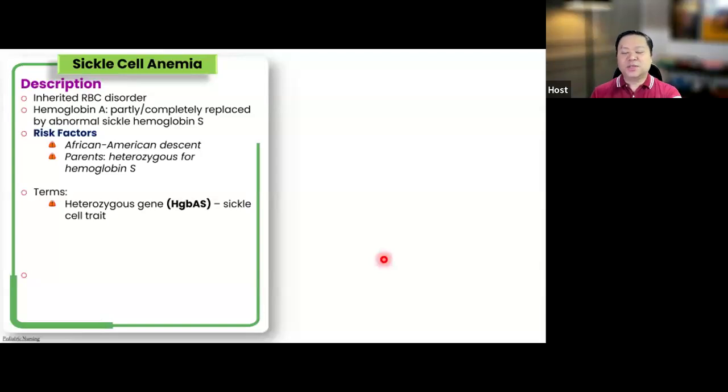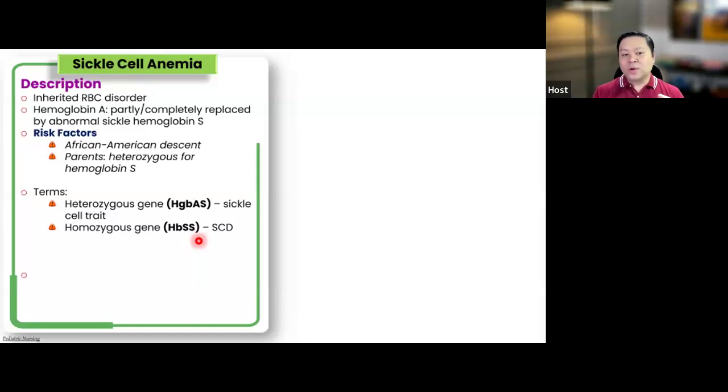Now let's move on to the next term, which is the homozygous gene, HBSS. Take note here, SS simply means that the child has inherited two defective genes, one from the father and the other from the mother. So they get one bad gene from each parent.